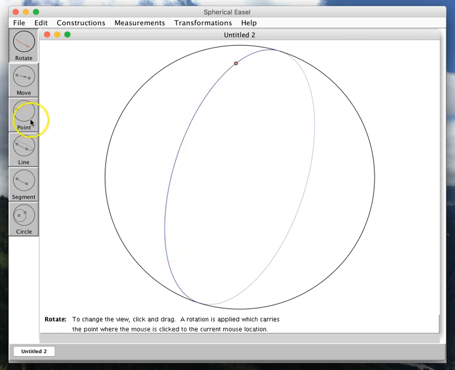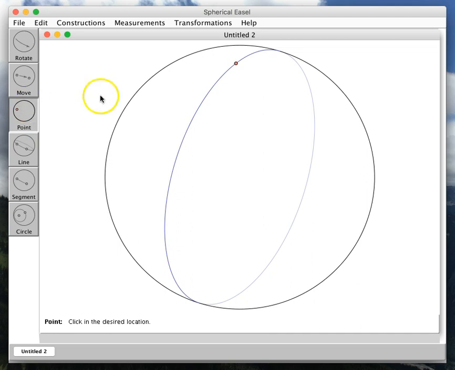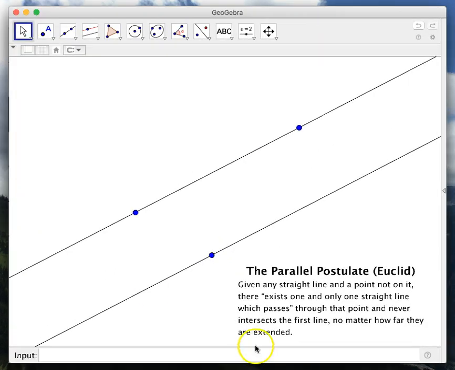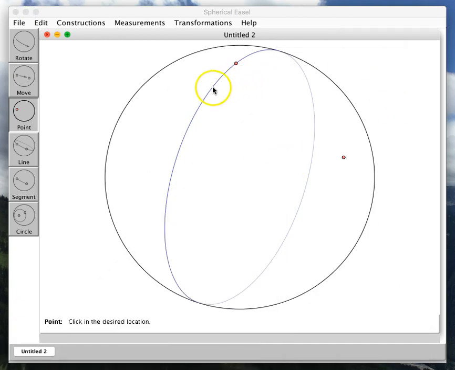Now, let me find a point, and I'm going to put this point over here somewhere, some other point. Now, the parallel postulate says that you need a straight line and a point not on it, and then if you have a straight line and a point not on it, then there exists only one straight line which passes through that point that never intersects the first line. So we need to have a straight line and a point.